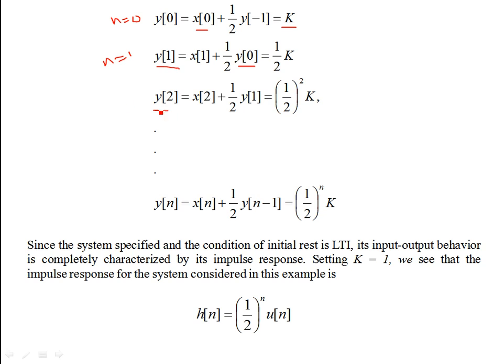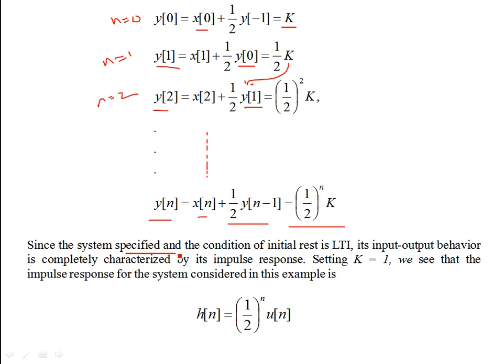Then again, to compute the output at the present time instant n equal to 2, you need the past output y of 1, and y of 1 is one half of k. If you substitute this over here, that means one half squared k. If you continue this trend, then y of n equals x of n plus one half y of n minus 1, and the solution for that output is of exponential nature, that is, one half to the n times k. That has to start with n greater than or equal to 0.